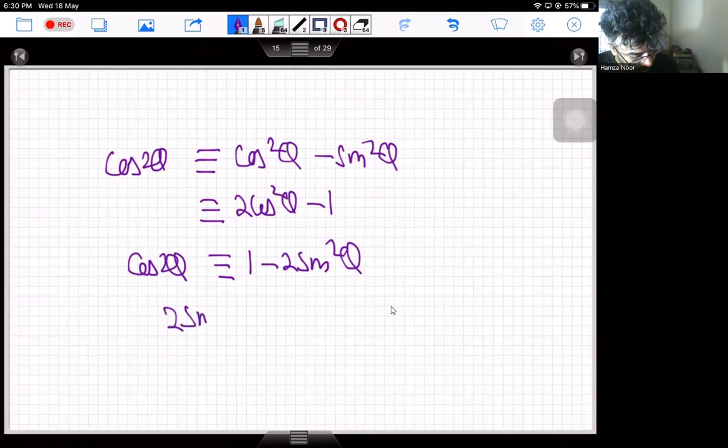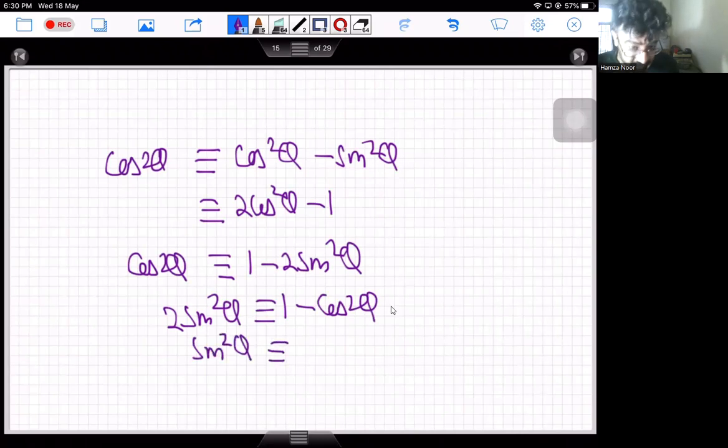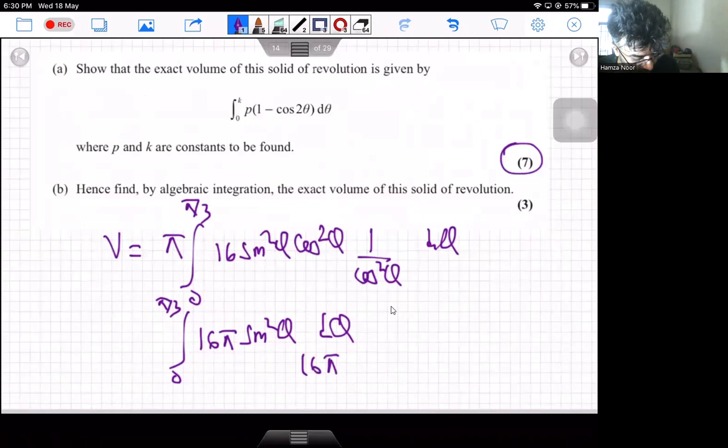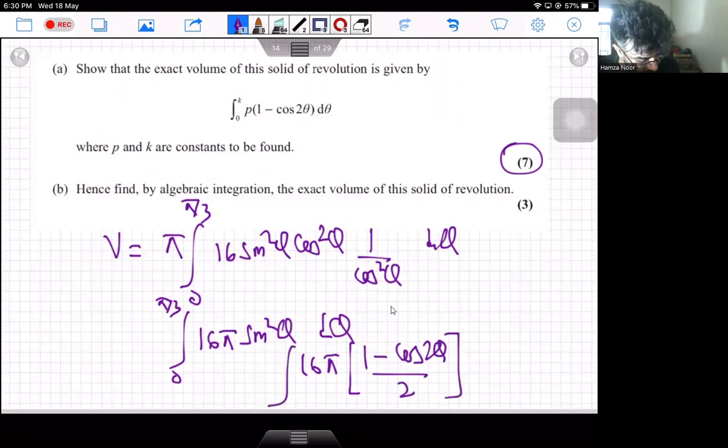So 2 sine square theta will give you 1 minus cos 2 theta. And when you make sine square theta the subject of the identity, you will get 1 minus cos 2 theta completely divided by 2. So in place of sine square theta, we can write 1 minus cos 2 theta completely over 2. And here you go, 16 pi multiplied by 1 minus cos 2 theta completely over 2, upper limit pi over 3, lower limit 0 with respect to theta.